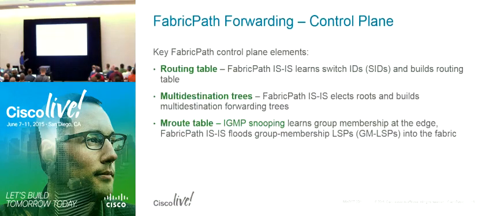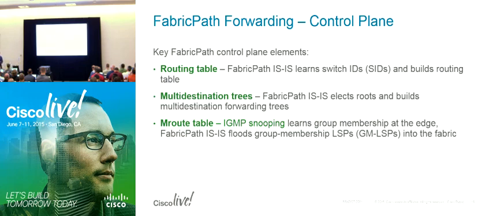All right, so the FabricPath control plane really consists of three portions. First of all, it's the routing table. Then we have multi-destination trees, and we have mroute tables. What is the routing table?